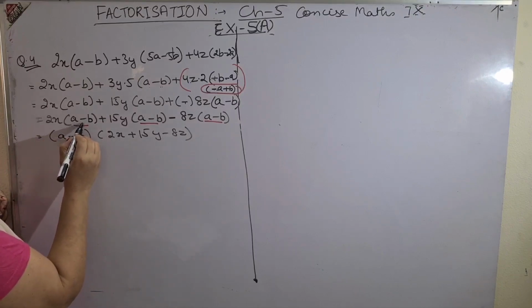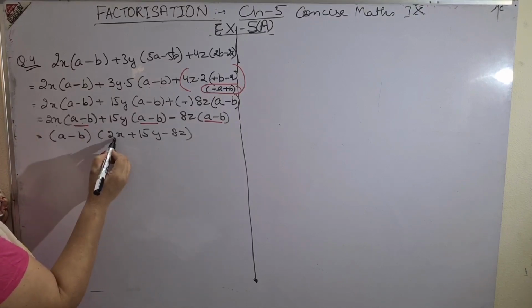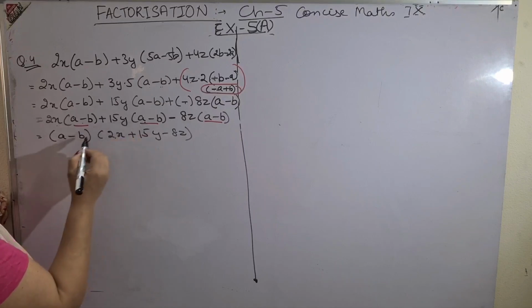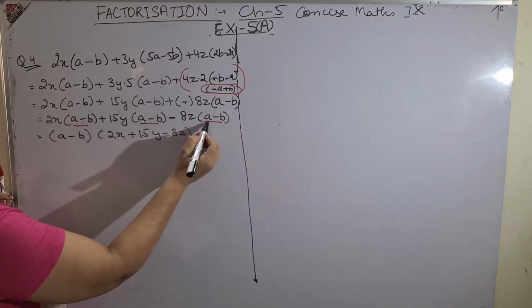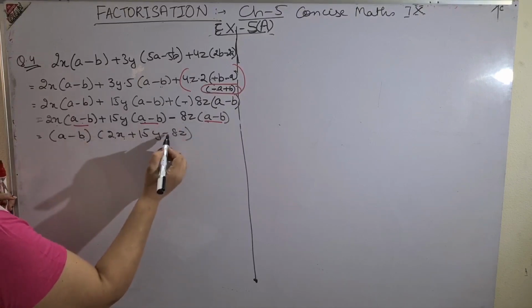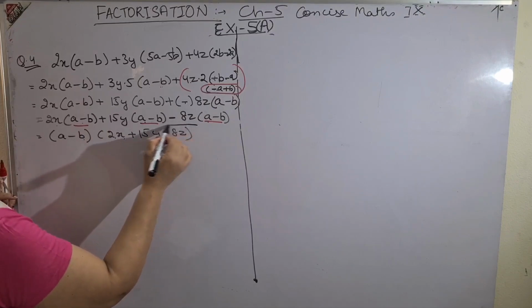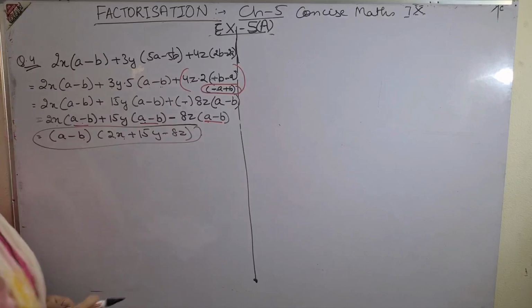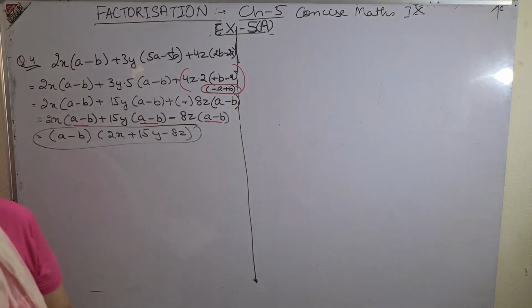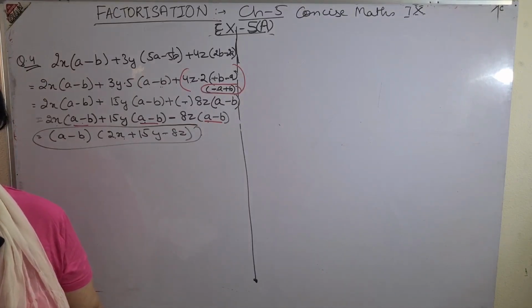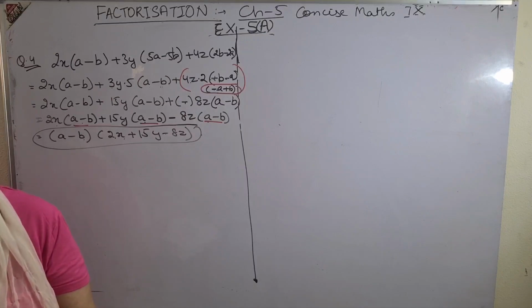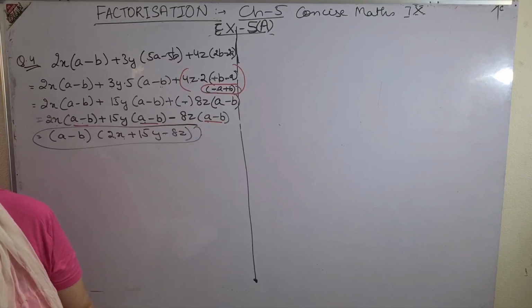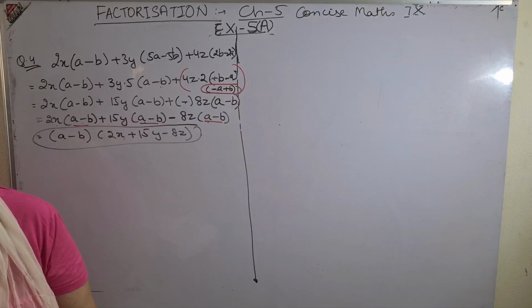If I take common a minus b from the first term, 2x is left. If I take a minus b from the second term, 15y is left. If I take a minus b from the third term, minus 8z is left. And this is your required answer. So this is factorizing the given expression by taking out the common factors. I took out the common factors and this is how I factorized it.